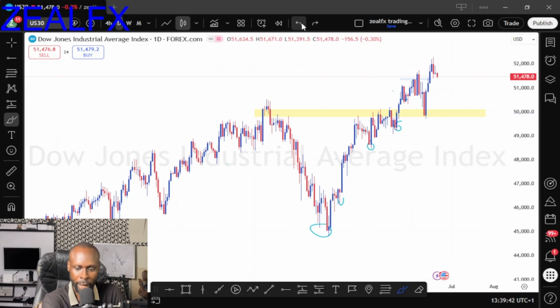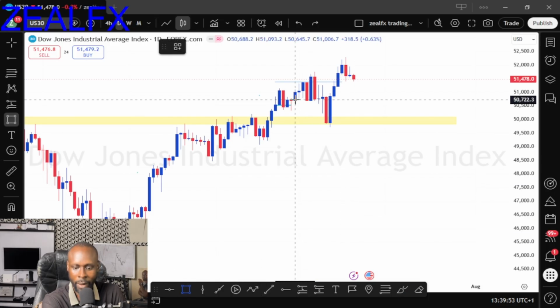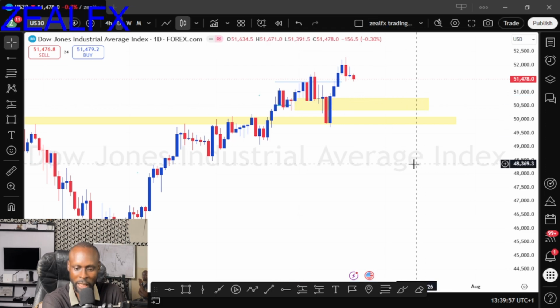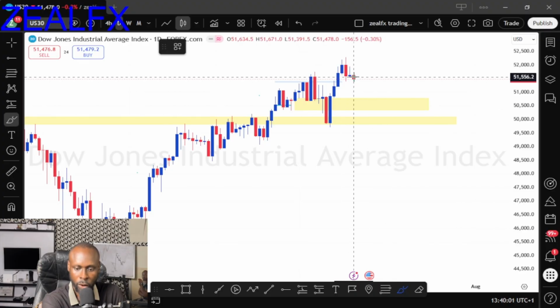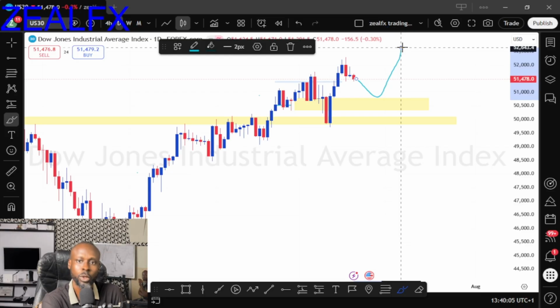We have to pick our area of interest where we can buy the US30, because we have a bullish momentum for the US30. So our area of interest to buy the US30 will be this level. So we expect price to retest back to this support area. Then we start looking for a possible buying opportunity for the US30 to the top.